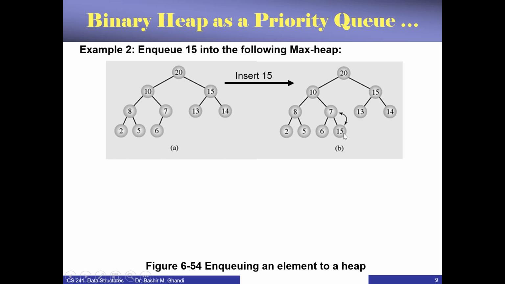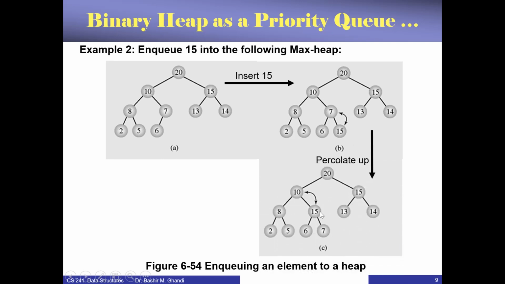Then now you try to percolate it up. In the case of max heap, you will percolate up if the new element you are enqueuing is greater than the parent. So the opposite of min heap. For min heap it is if it is smaller, because we want the smallest element to go to the top. Here we want the bigger element to go to the top. So 15 is bigger than 7, therefore 7 will come down and 15 will go up. And that's what you have. 15 has come here, 7 has come down.